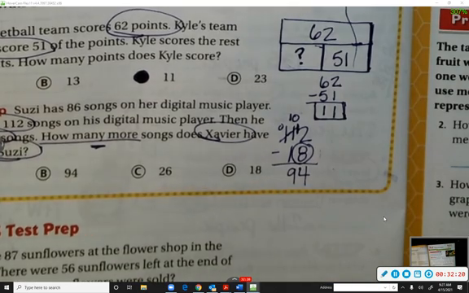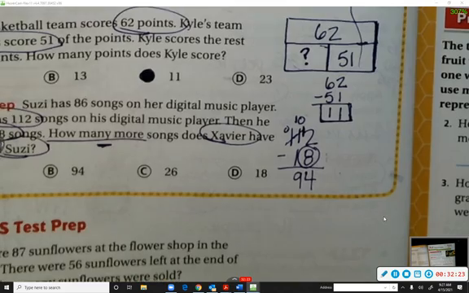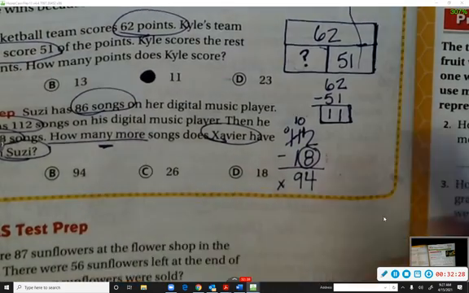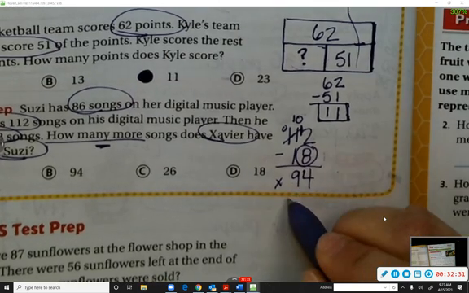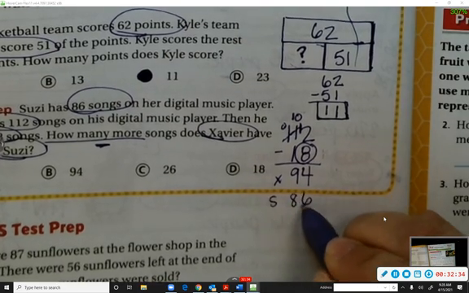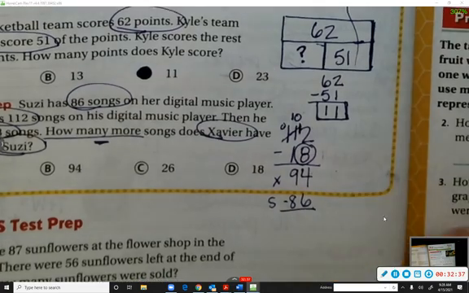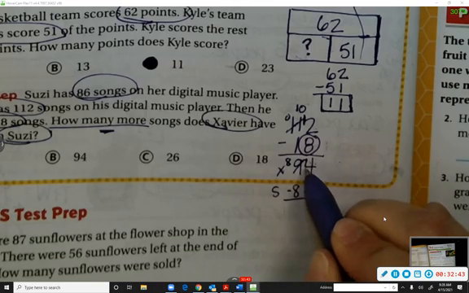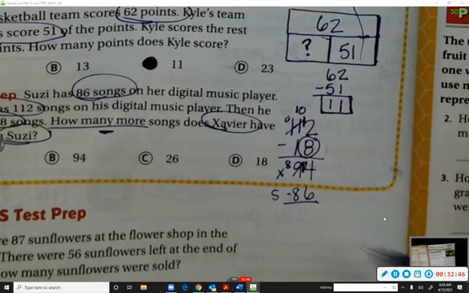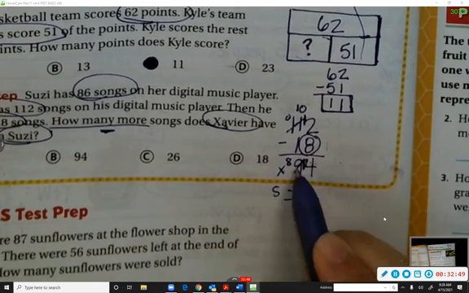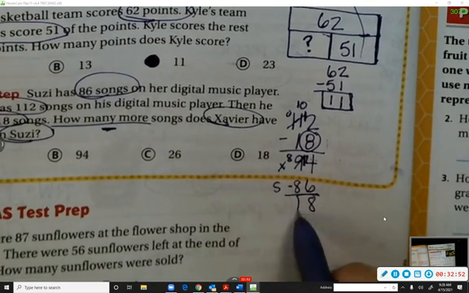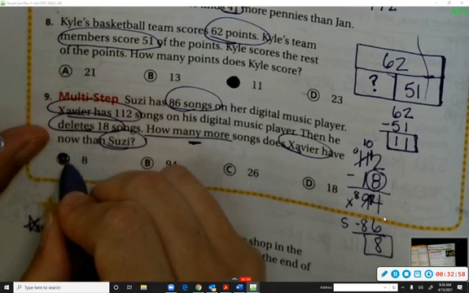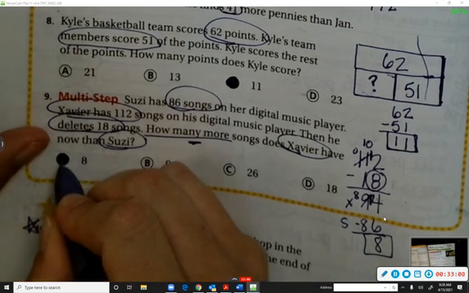What's my next step, Kelsey? You're going to get 94 and 86 and subtract those. Good, because this is Xavier. Now I need to subtract Susie, which is 86. So 94 minus Susie's was 86. 4 minus 6, can I do that? No. Borrow from the 9. 9 becomes 8. 4 becomes 14. 14 minus 6 is 8. 8 minus 8 is 0. So A was the correct answer. A lot of y'all got D, 18. Just make sure you're borrowing correctly.